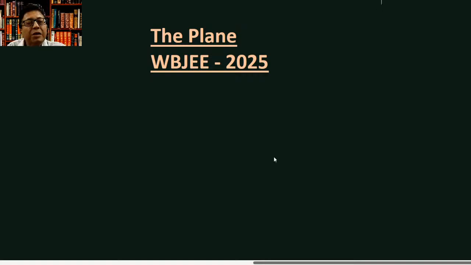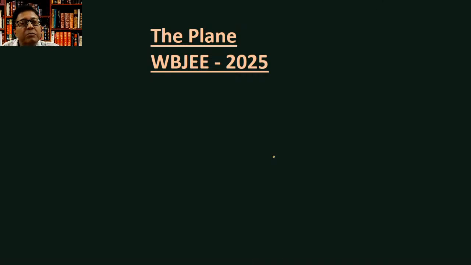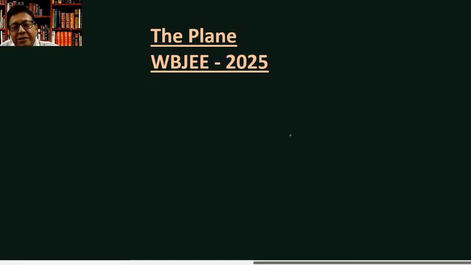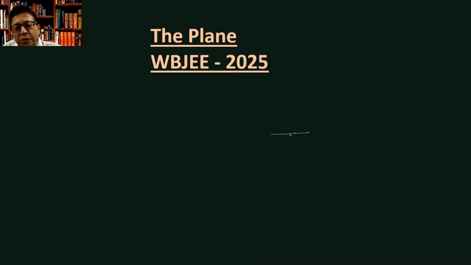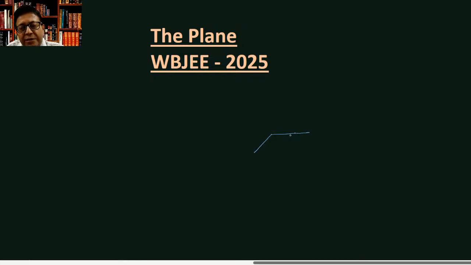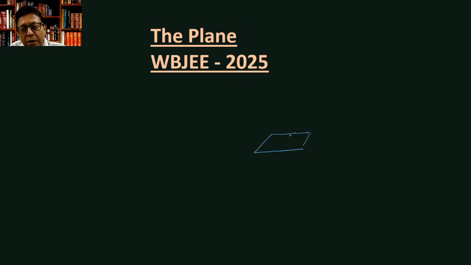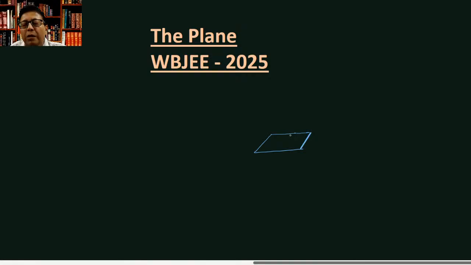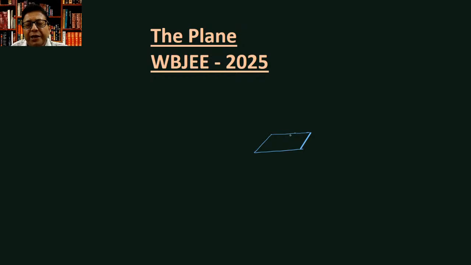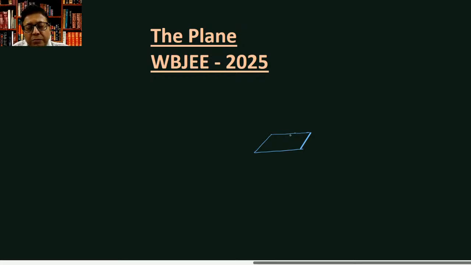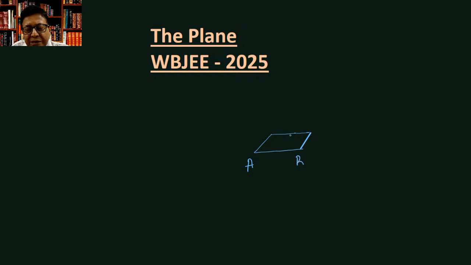So this session will start with the concept of a plane. What is a plane? The formal definition of a plane is a surface which can be extended indefinitely in any direction. So this ABCD is not a plane, it is just a section of a plane.